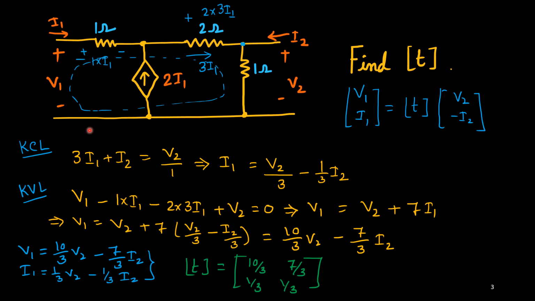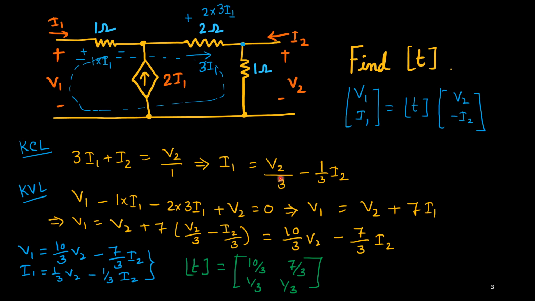But sometimes the network may be too complicated. Suppose I introduce one more element here. Then it won't be easy to find the KVL, KCL equations, since you have to consider some more loops in KVL. It will be difficult to solve. Now we'll try to solve this same problem using the cascading rule.